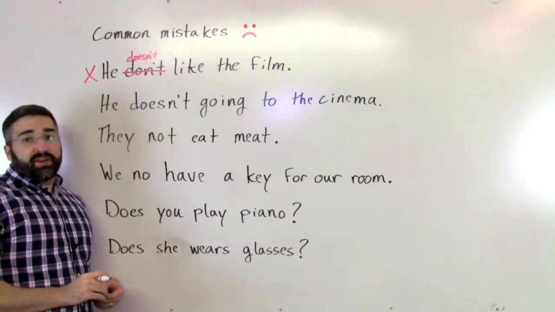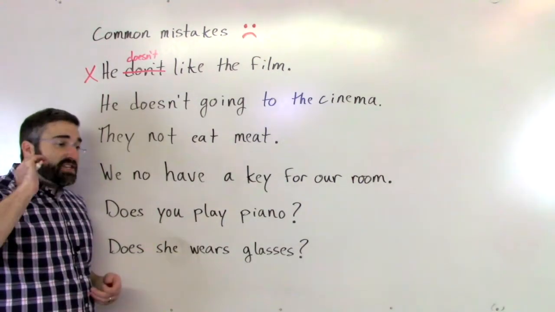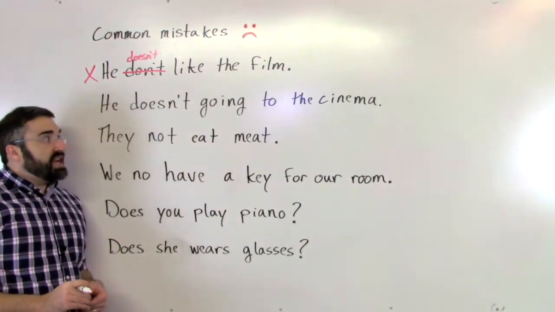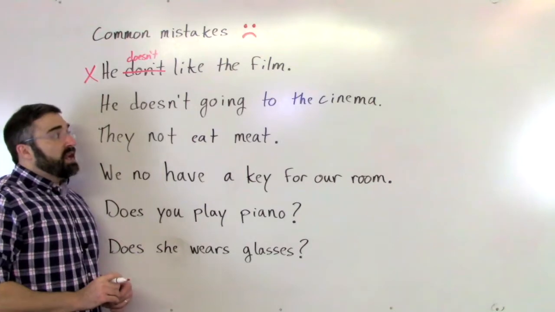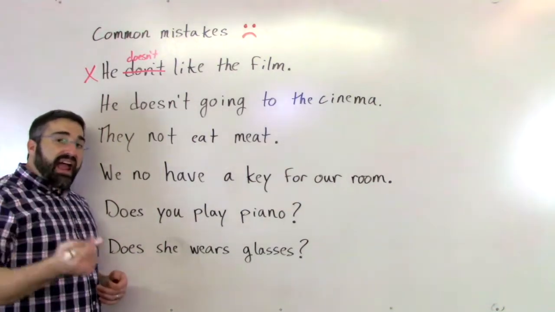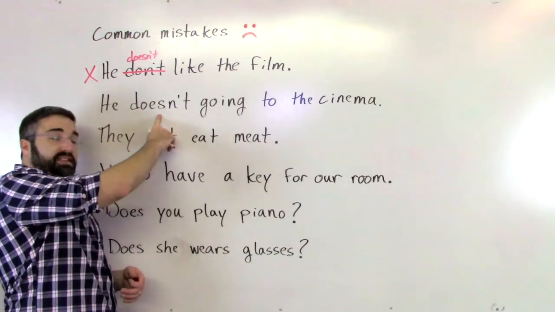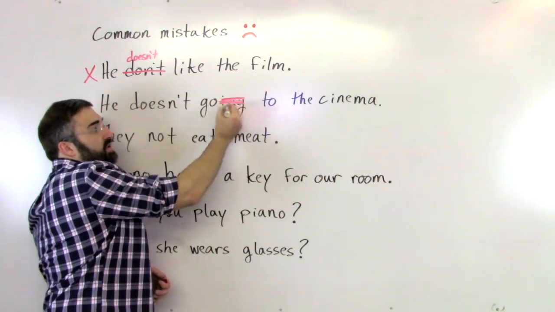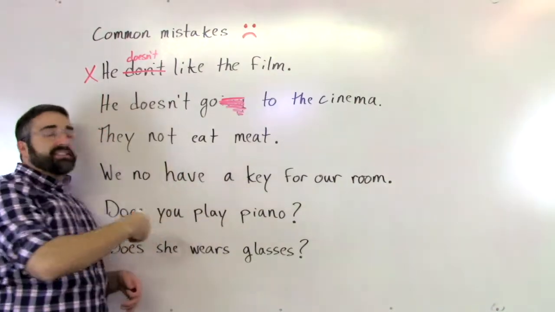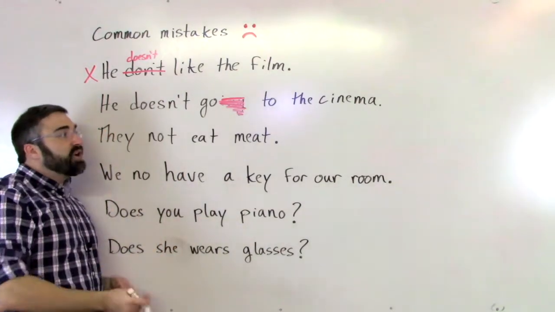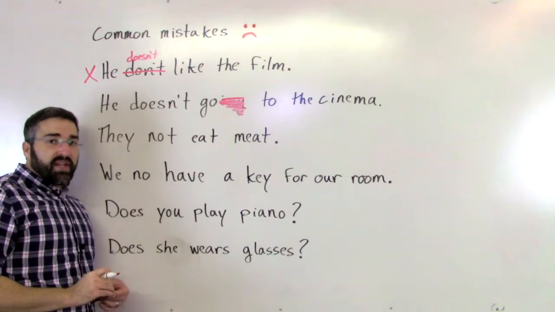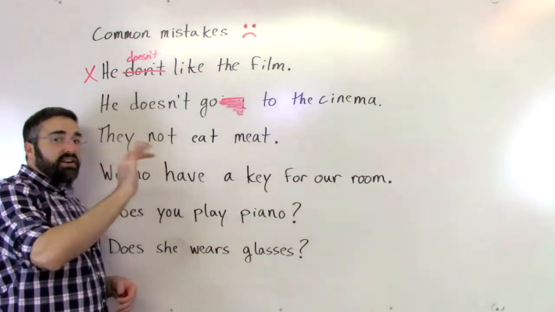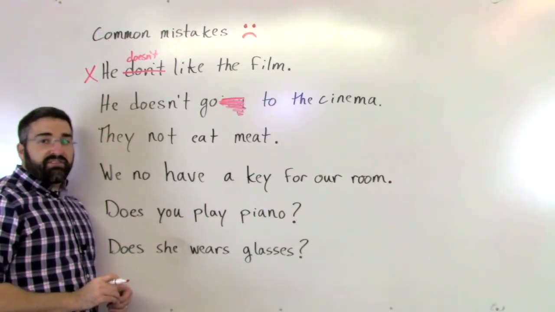"He doesn't going." I actually hear many students say this one. Many students will say "he doesn't going." But after "doesn't," we only need the simple form. So we get rid of "going," right? "He doesn't go." He doesn't go to the cinema, not "he doesn't going." We will learn a progressive form later on, the -ing form. That's module 11, okay?